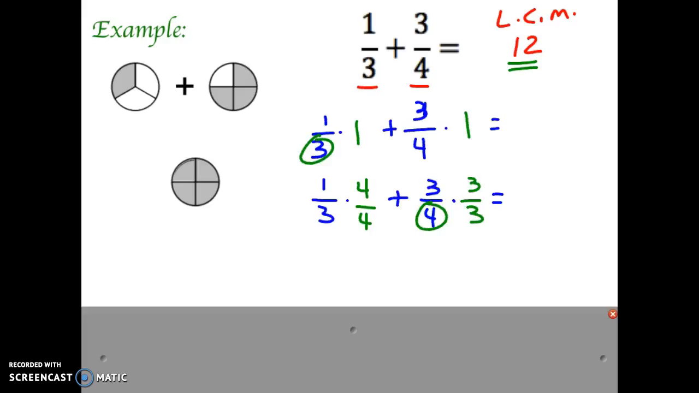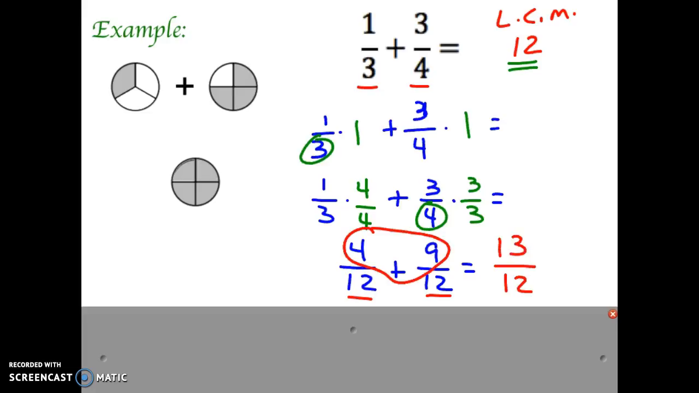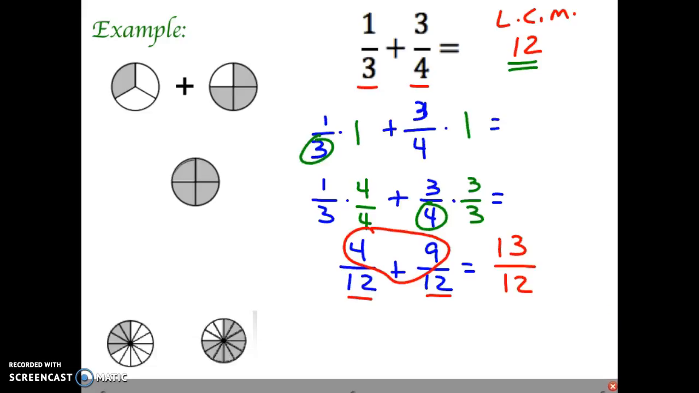If we do our math, 1 times 4 is 4, 3 times 4 is 12. On the right pair of fractions, 3 times 3 is 9, 4 times 3 is 12. Got the common denominator of 12, so we can add our numerators. 4 plus 9 is 13. All right, if you remember from the common denominator video, if the numerator is bigger than the denominator, we got more than one whole unit there. So let's take a look.